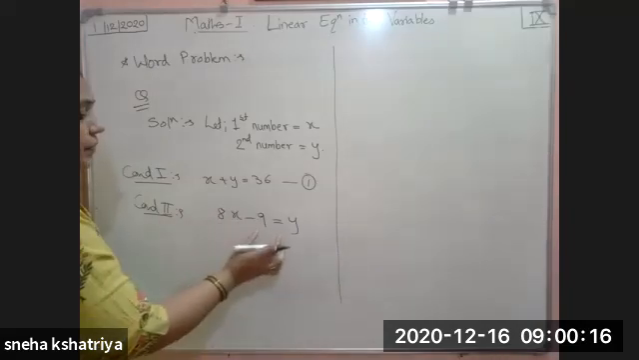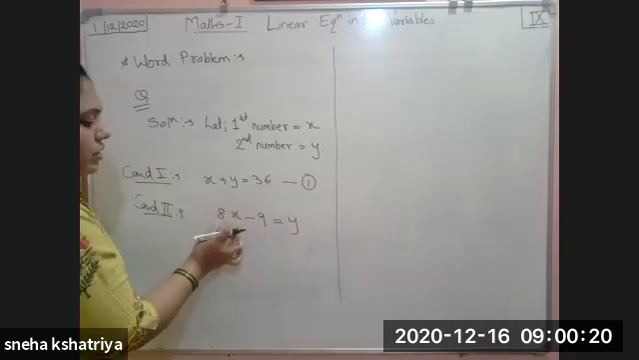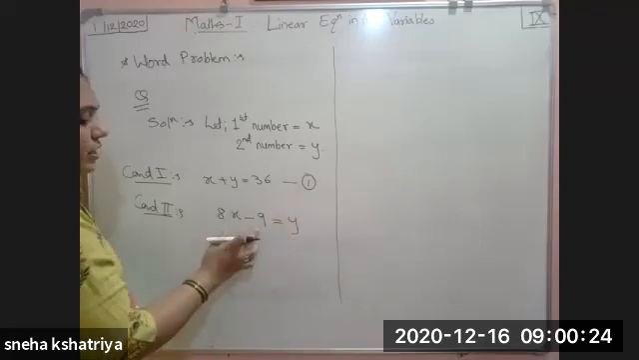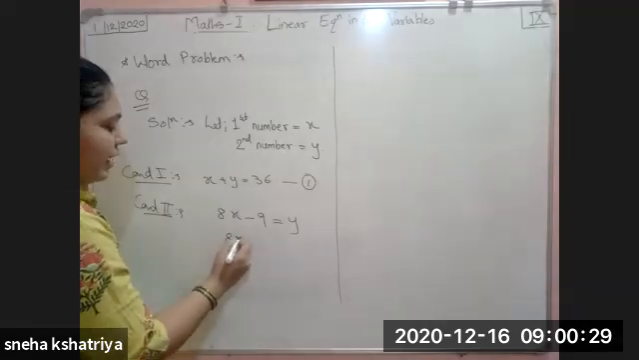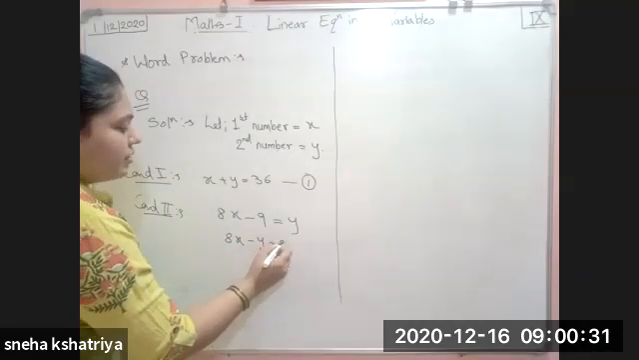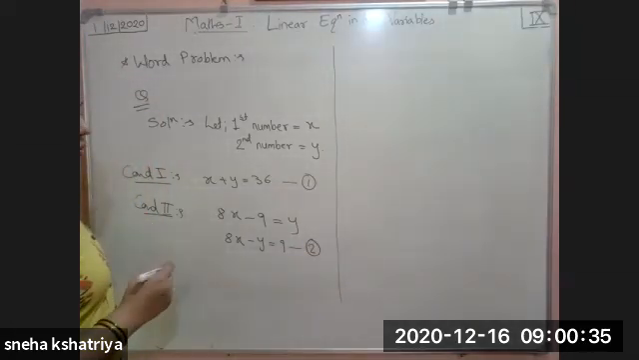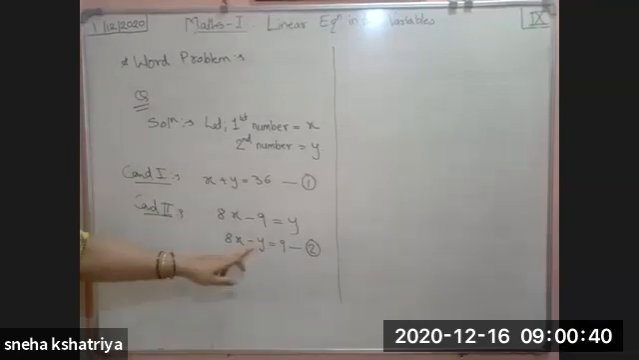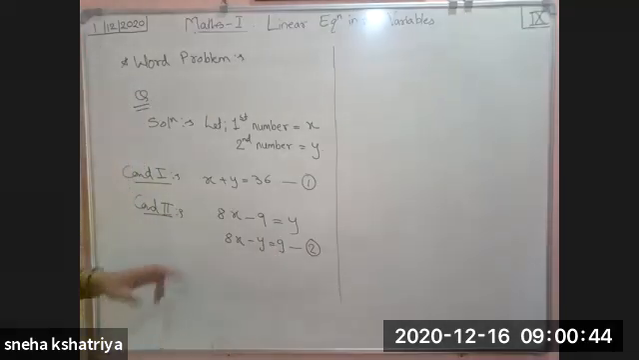It is very easy. Now, this is not in the proper form because we need first the term x, then y, then is equal to a constant number. So this y shifts to the left side and minus 9 shifts to the right side. So we get 8x minus y is equal to 9. And now this becomes your equation number 2. See, minus 9 shifted there becomes plus 9, and plus y shifted here becomes minus.